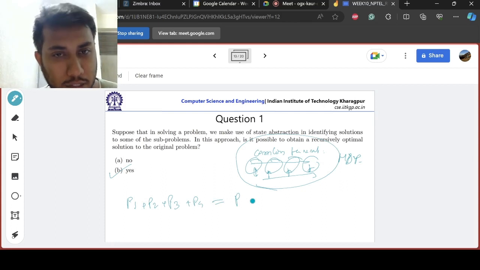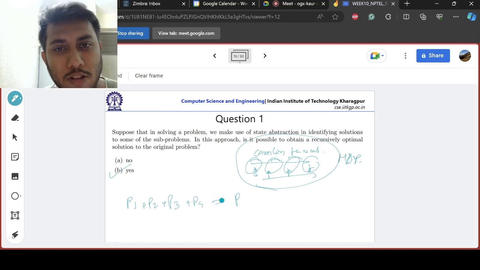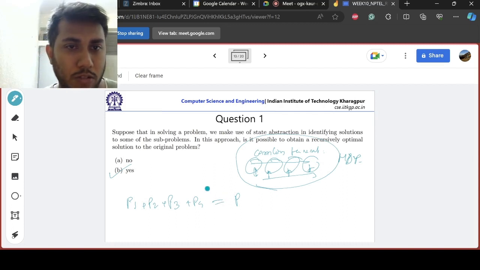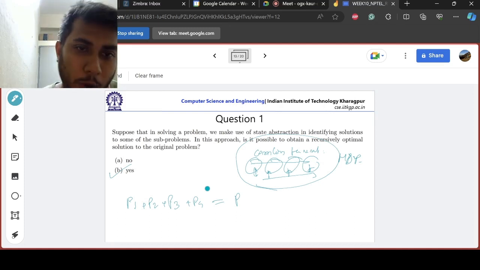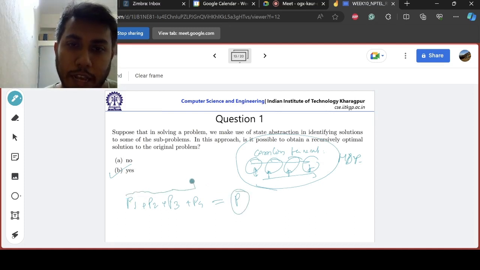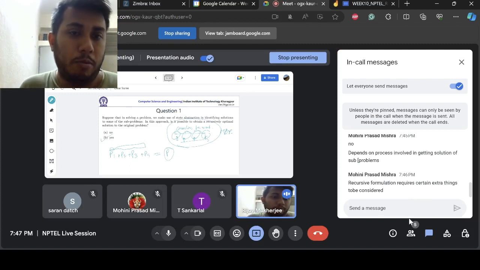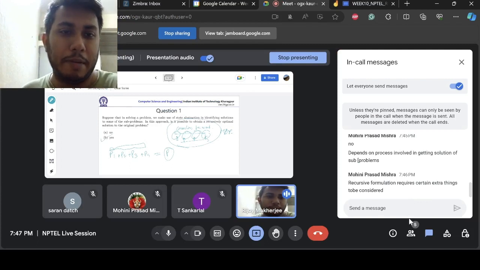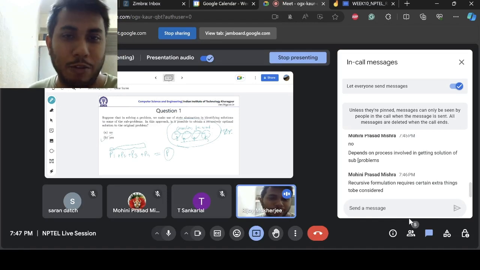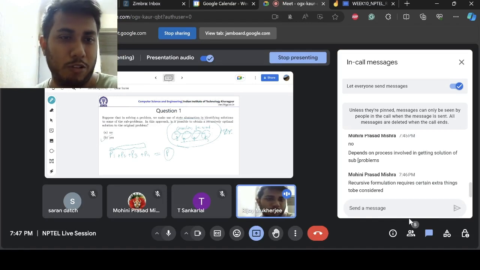I mean, it may be possible, but it is not always possible. But it is possible to get an optimal solution like this. Suppose the optimal solution for P is exactly this policy which we derive by adding up these. It is not something impossible. It is possible. It is not completely impossible. Let's say 10% of the time, if you are lucky, you get an optimal solution out of it.